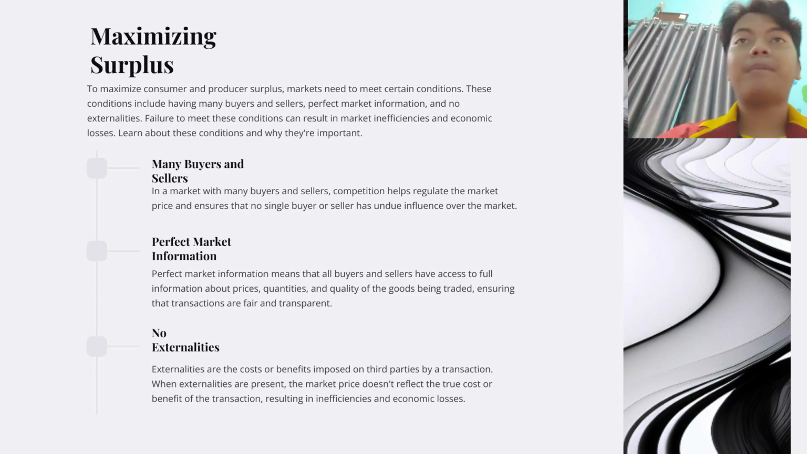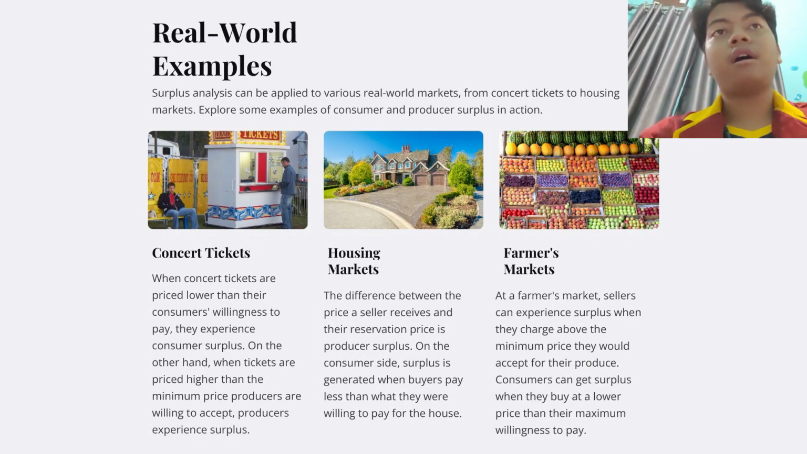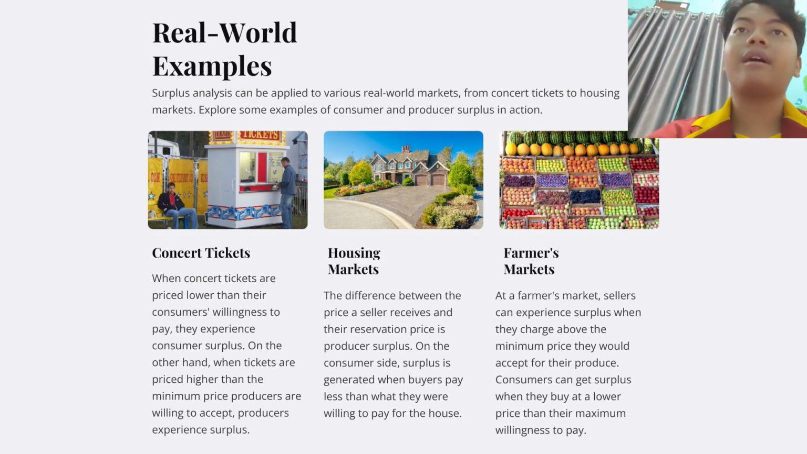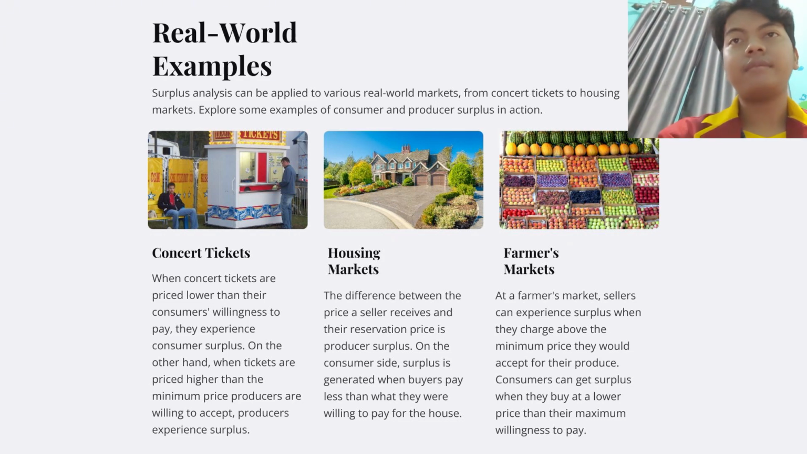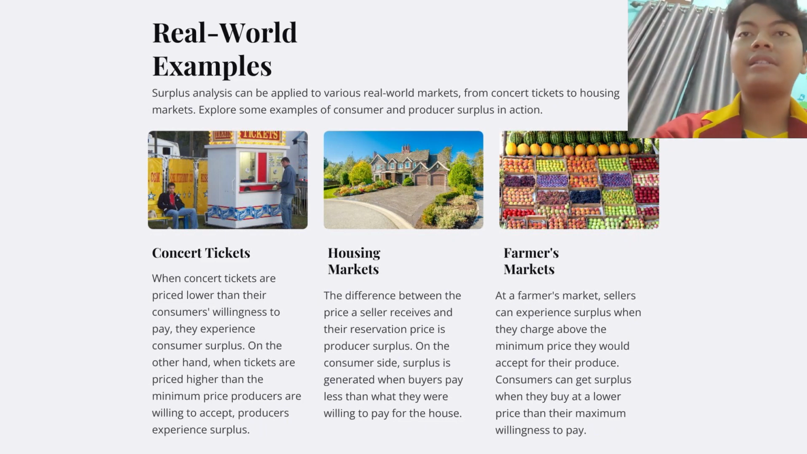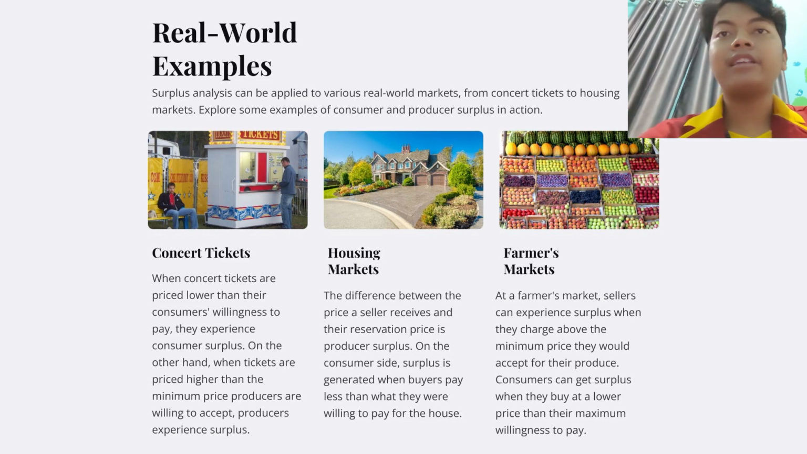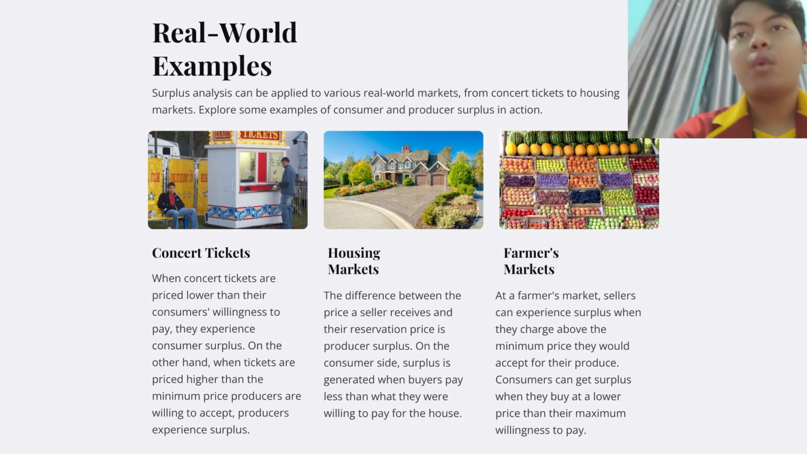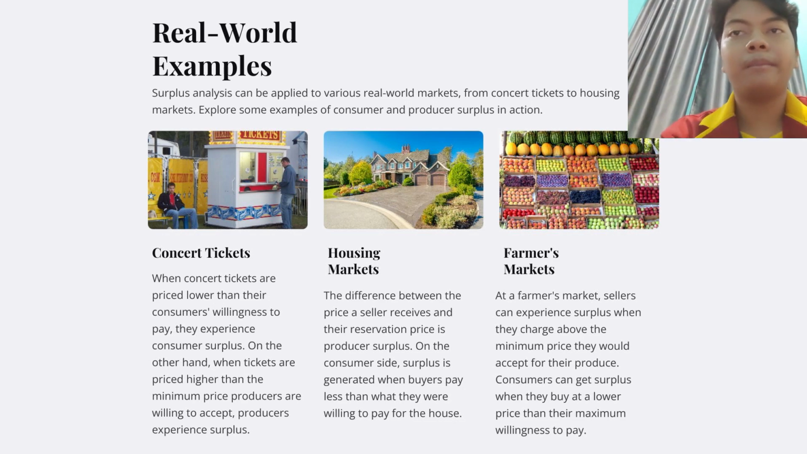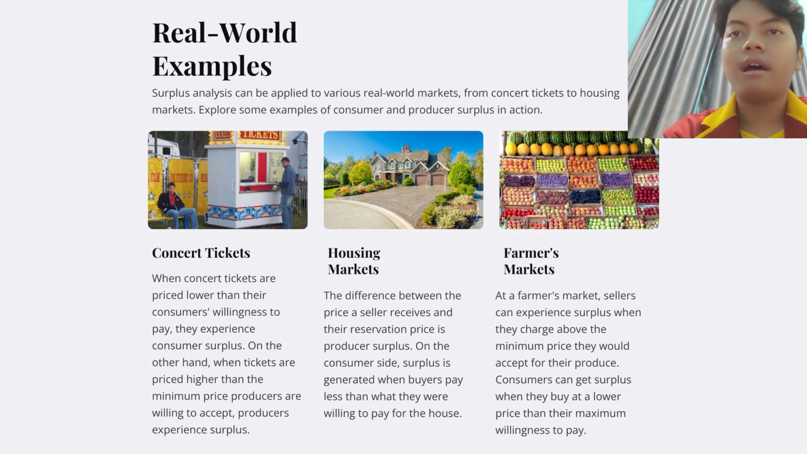Surplus analysis can be applied to various real-world markets, from concert tickets to the housing market. Explore some examples of consumer and producer surplus in action. Concert tickets. When concert tickets are priced lower than consumers' willingness to pay, they experience consumer surplus. On the other hand, when tickets are priced higher than the minimum price producers are willing to accept, producers experience surplus.